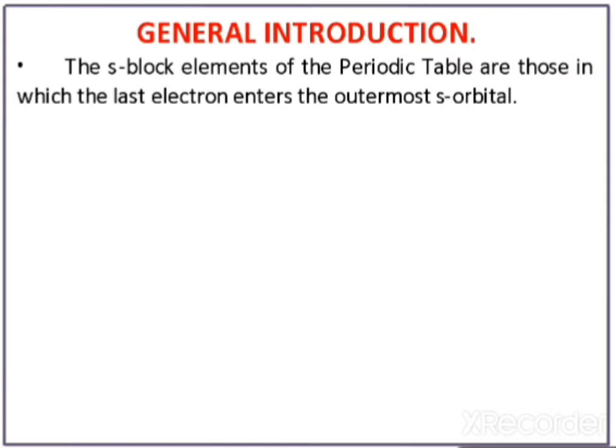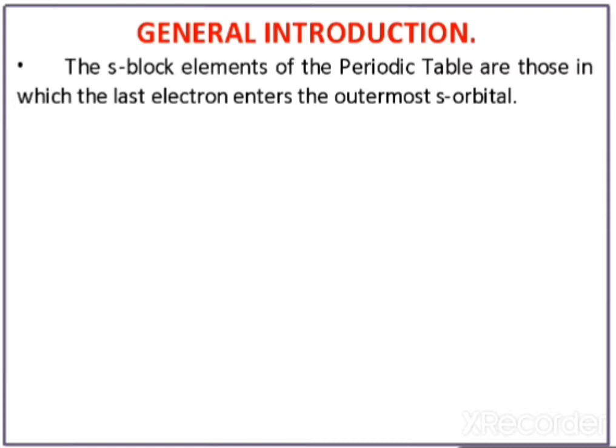The s-block elements of the periodic table are those in which the last electron enters the outermost s orbital. Outermost s orbital means if the principal quantum number is equal to 3, then the electron will enter in 3s. If the principal quantum number is 5, the electron will enter in 5s. So simply, in the outermost shell, the electron will enter in s orbital. We can see the configuration of different elements in the next slide.